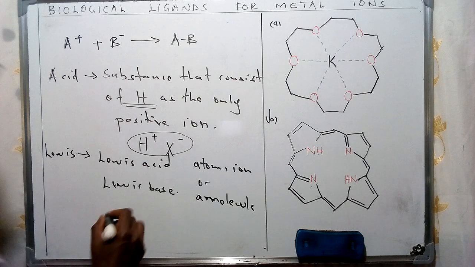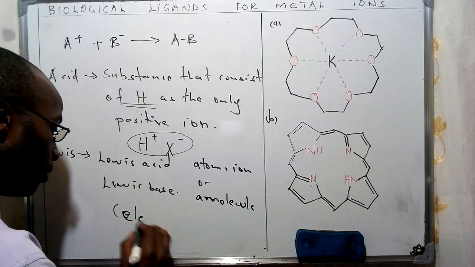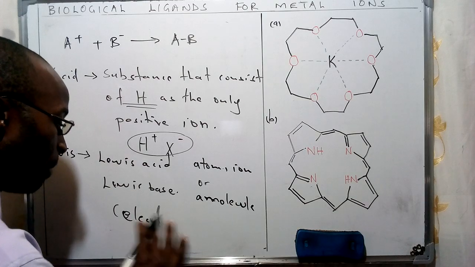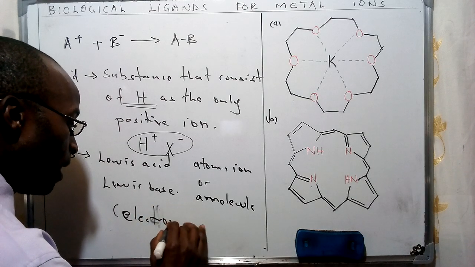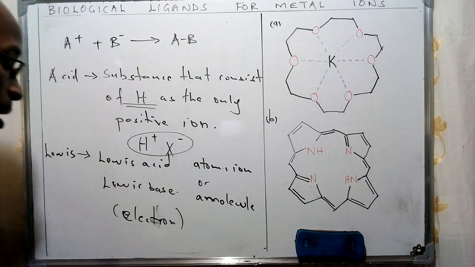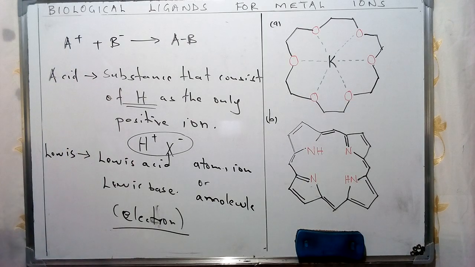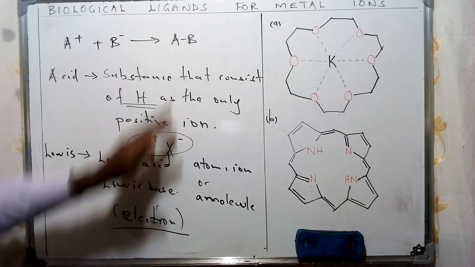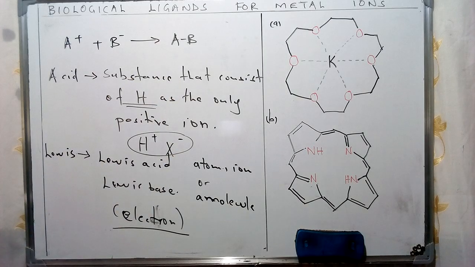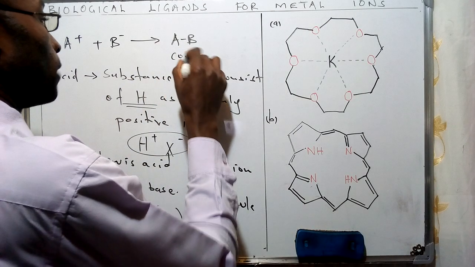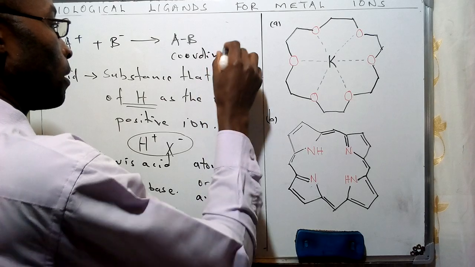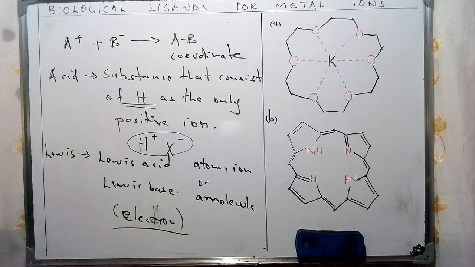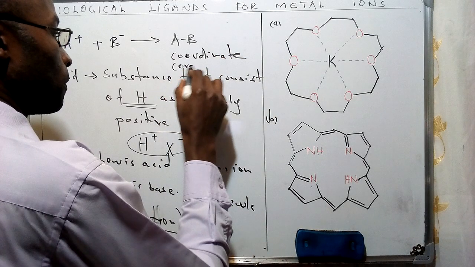So we are going to see the concept of an electron pair being introduced in this case, whereby one species is going to be accepting a pair of electrons, whereas the other one is going to be giving out this pair of electrons. Now, this is going to result in the formation of the kind of bond which we have given above, which is a coordinate covalent bond.